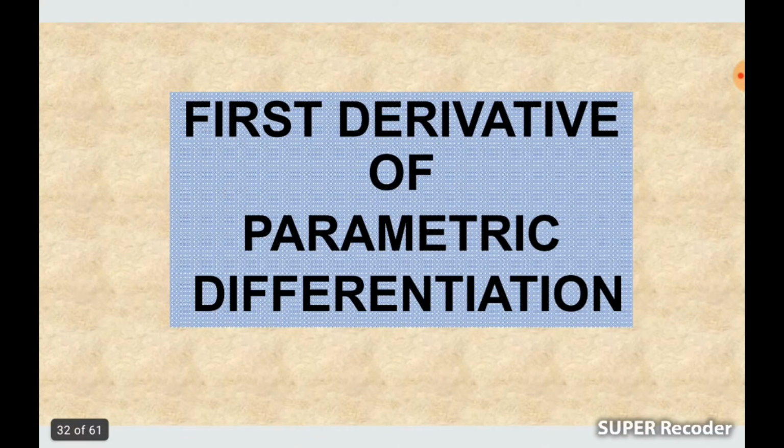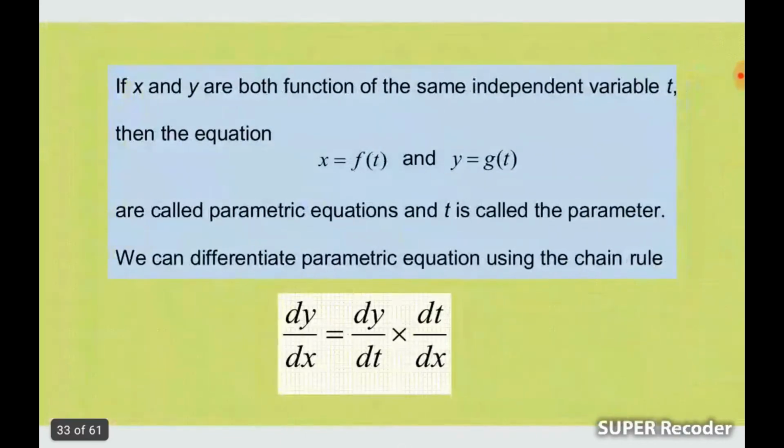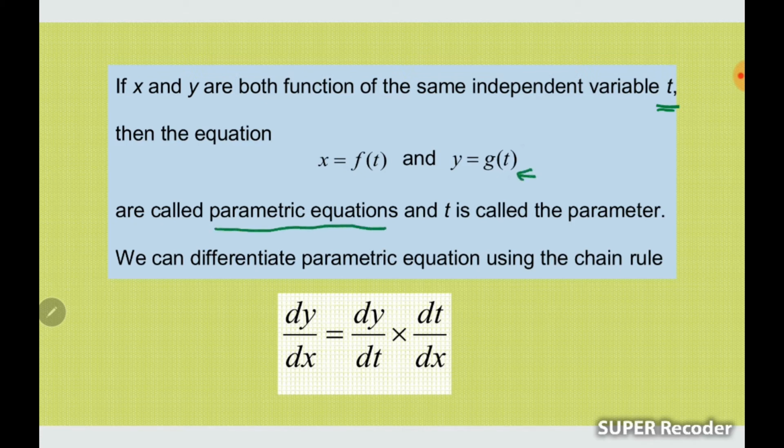First derivative of parametric differentiation. If x and y are both functions of the same independent variable t, then the equations x equals f(t) and y equals g(t) are called parametric equations, and t is called the parameter. We can differentiate parametric equations by using the chain rule.